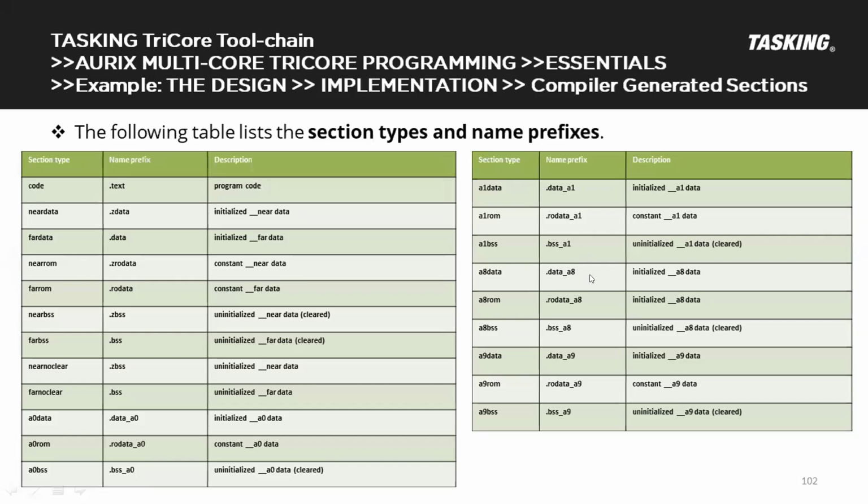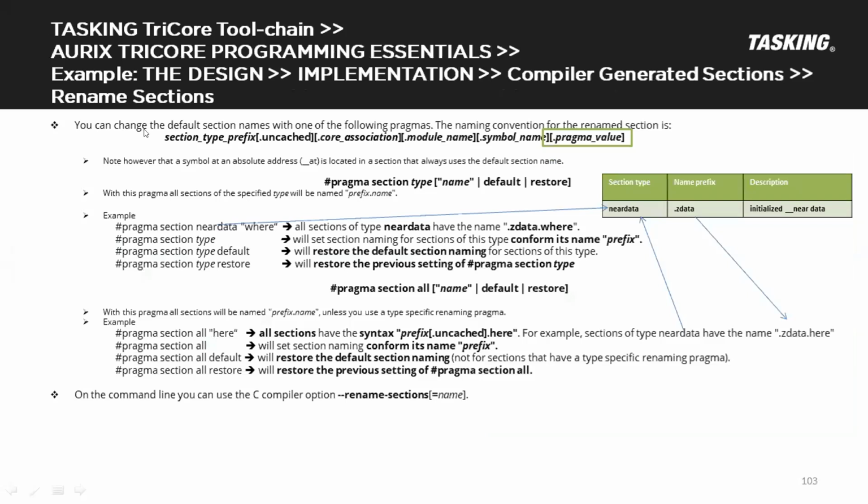Okay, so as we agree here, you could rename the section if you would like, using the pragma. So you have here pragma section type, and then you put the name that you are interested in, and here pragma section all, and then you put the name that you are interested in. Here, it's applied only for this type of the section, and here it is applied for all sections, as the description explains itself.